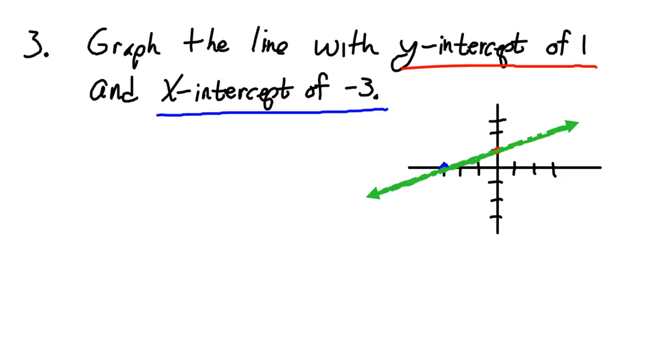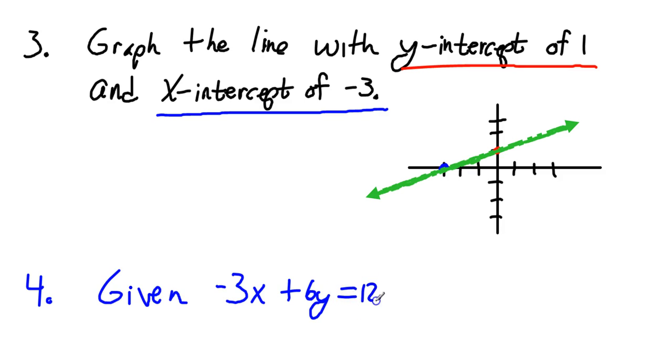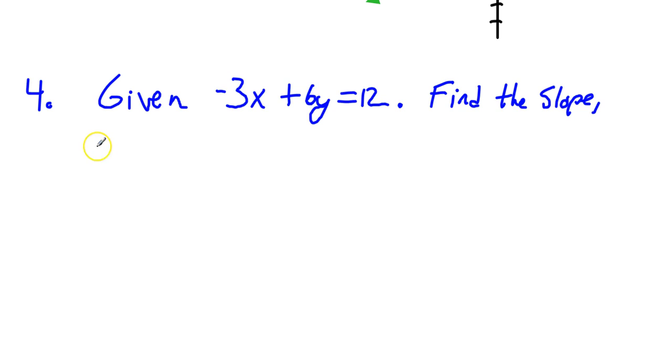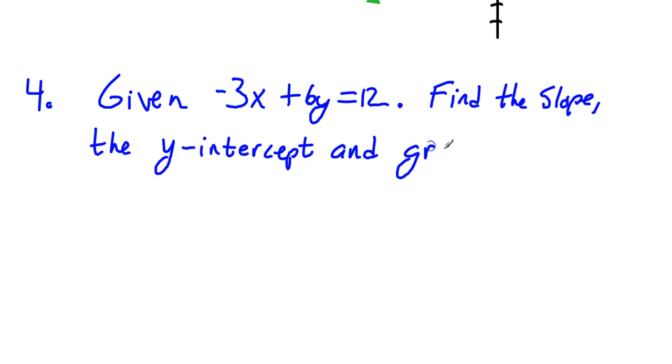One more graph to do, and this one they make you work just a little bit to get there. So let's go with negative 3x plus 6y equals 12 is the line that you're given. And once they've given you that, they're going to ask you to do three things. Find the slope, the y-intercept, and then after you do that, then you have to graph.